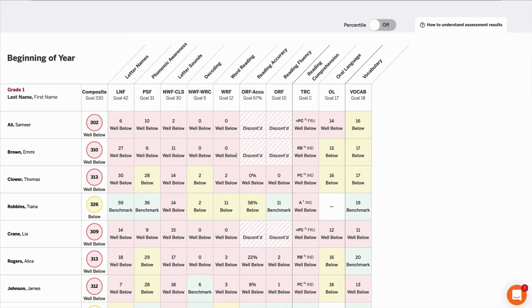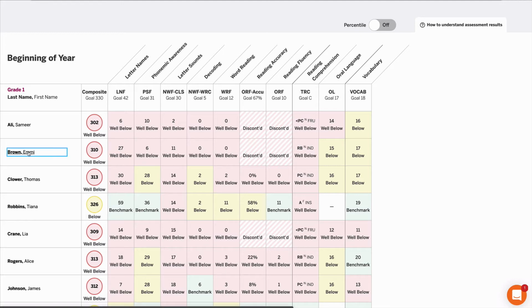In this case, we could see that because Emmy scored 0 on her decoding and on her word reading, the gating rules, the discontinue rules in mCLASS and in DIBELS 8th edition meant that she did not need to do the oral reading fluency. And we could see that it's just marked off right here that it was discontinued, and yet she still has an overall measure of reading risk.